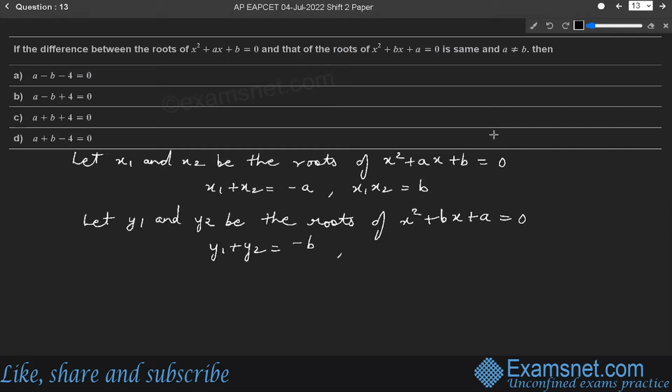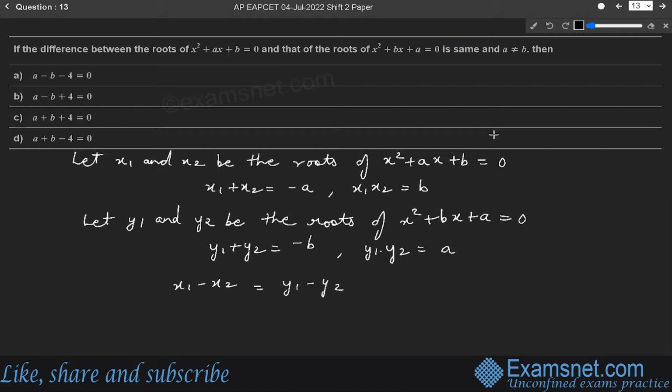minus b. And the product of roots is y1 into y2. It is c upon a. So it will be a. Now it is given that the difference of the roots is equal. So the difference of the roots will be x1 minus x2 is equal to y1 minus y2.